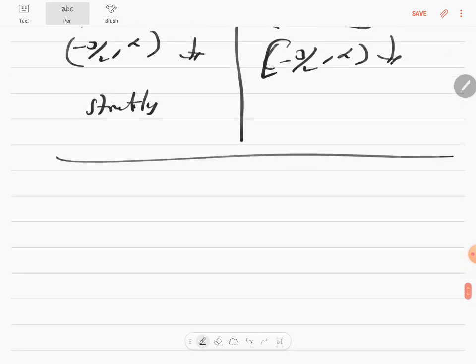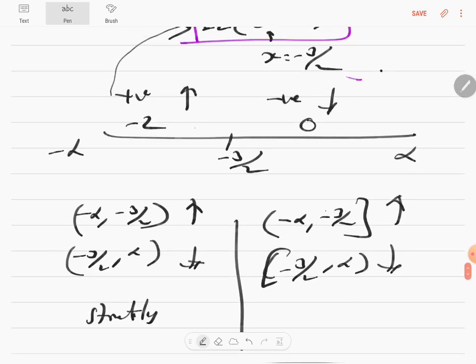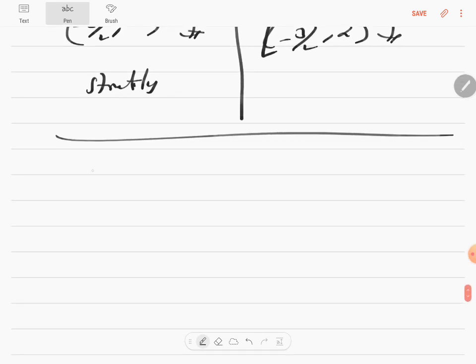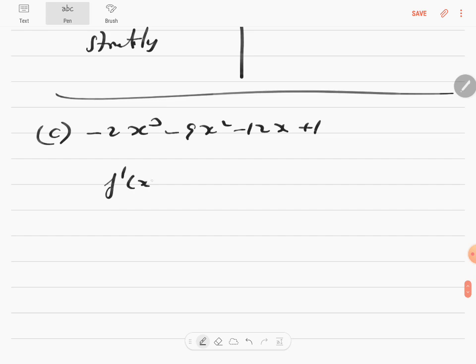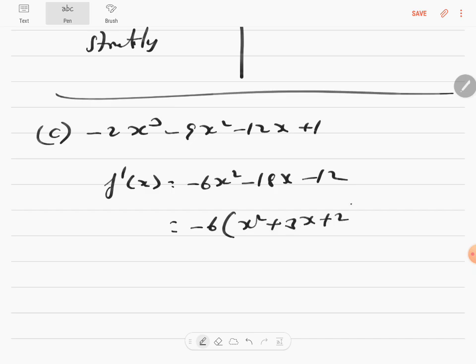So let's go to the next question. The next question is minus 2x cube minus 9x square minus 12x plus 1 is a function. As usual, do your f dash of x, which is minus 6x square minus 18x minus 12. What is common here? Minus 6 is common. You get x square plus 3x plus 2.